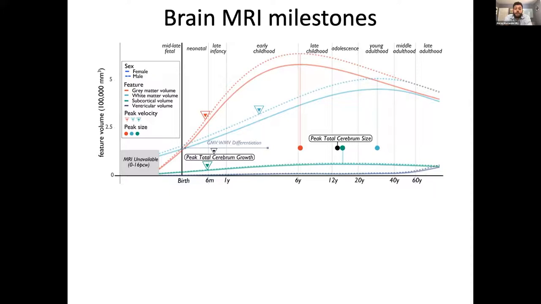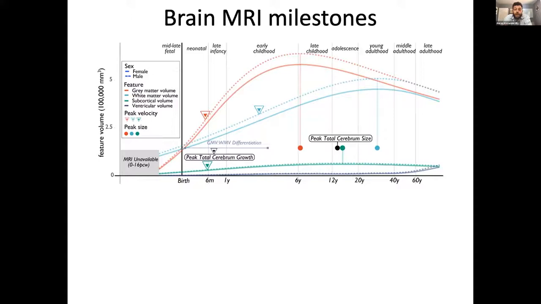This plot shows the 50th centile for each phenotype for males with a dashed line, for females with a solid line. Cerebral gray matter is red, white matter is light blue, the subcortex is green, and CSF is purple. And for each imaging feature, the circles show the age of peak absolute size, while the triangles show the age of peak rate of change.